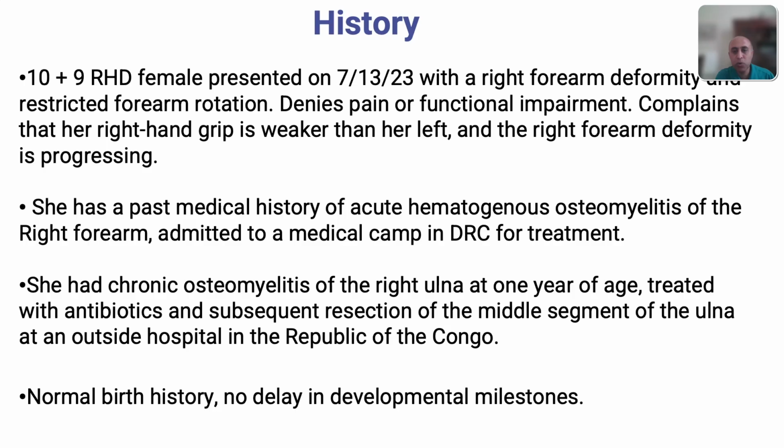So the initial history is somewhat similar to the previous patient. She had osteomyelitis when she was younger, around the age of 1 to 2, and had initial medical treatment. Later she developed a sequestrum, and she was treated for it in a medical camp in the Republic of Congo, where the middle segment of the ulna was resected. She then migrated to the United States 7-8 years later. She presented to our clinic when she was about 10 or 9 years old with not much pain, but essentially progressing deformity of the right forearm and a weak grip with restricted rotation in the forearm as well. Next slide, please.